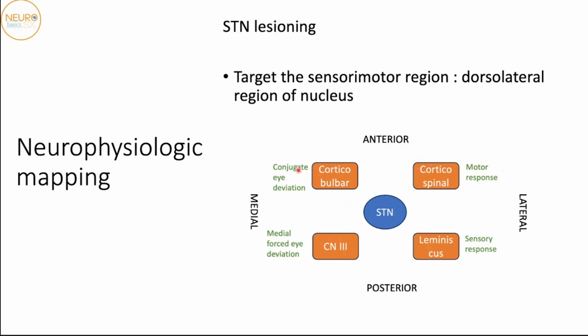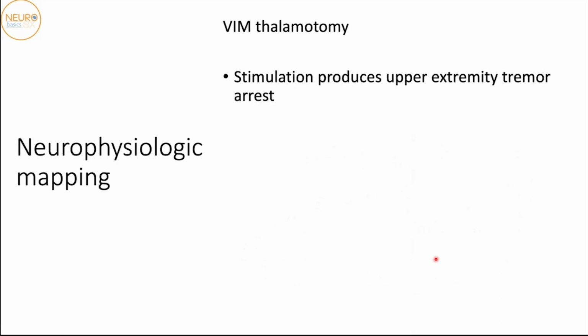So similarly, if you get conjugate eye deviation, you might be in the corticobulbar tract. If you get a medial forced eye deviation, you might be in the third nerve nucleus. And if you get a sensory response, you might be in the lemniscus. So this stimulation allows you to pick up in relation to the STN where you might be and then reposition the lead accordingly. Right. So similarly, we do a physiological mapping of the VIM thalamus nucleus also.